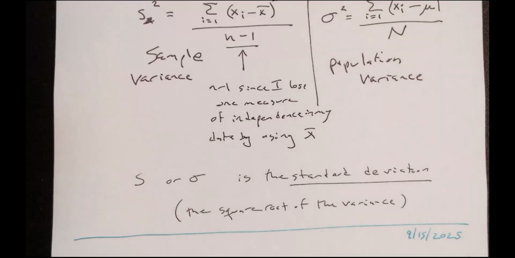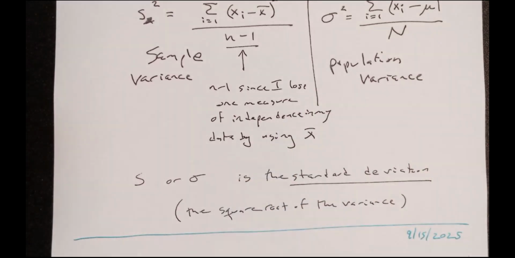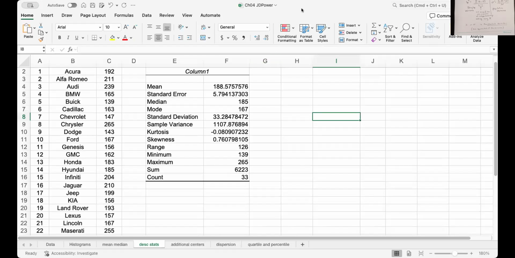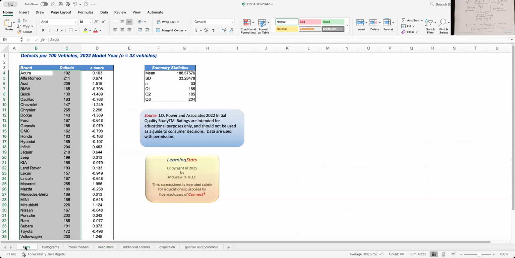We were talking about variance and the standard deviation on Friday, and I mentioned that doing this calculation is a pain in the neck. I don't want to do it by hand. It's just tedious. So if I'm in Excel, I can do it directly. Here is our J.D. Power analysis of defects per 100 vehicles again.